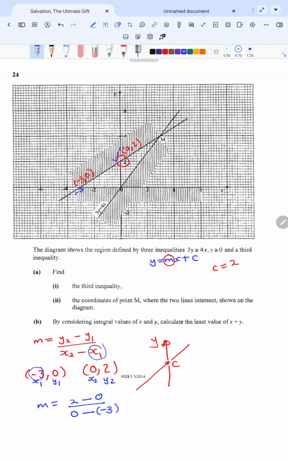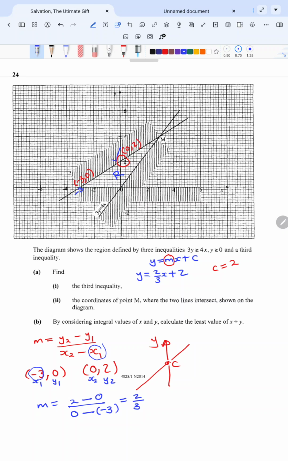So it's -3. 2 minus 0, you get 2. 0 minus -3, you get 3. So it means the gradient of the line is 2/3. So I'm going to put 2/3 on m, then you put 2 on c. You get y equals 2/3 x plus 2, where 2 is representing the y-intercept. But this is not your final answer, since they want you to give the inequality, right? So the inequality sign is represented by the side where R lies. Remember, R represents the required region, right?